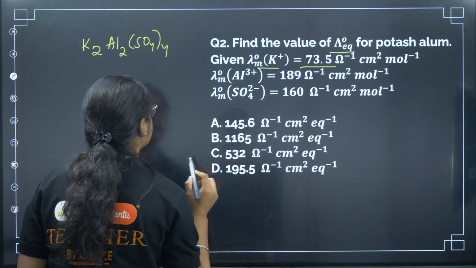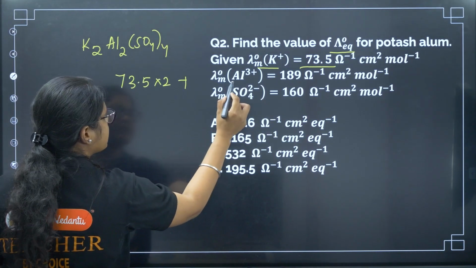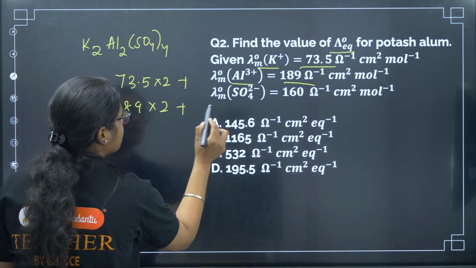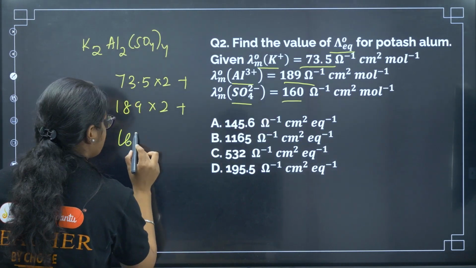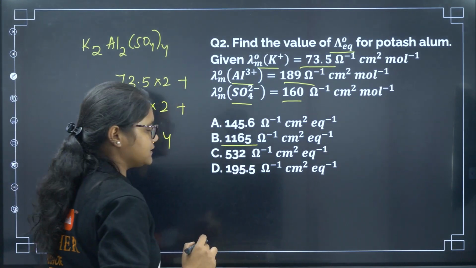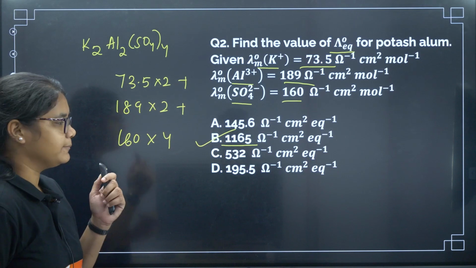For K plus it is 73.5, so 73.5 into 2, plus for aluminum it is 189, so 189 into 2, and then for sulfate it is 160, so 160 into 4. If we add this, we'll be getting around 1165. So the correct answer for this question is option number B.